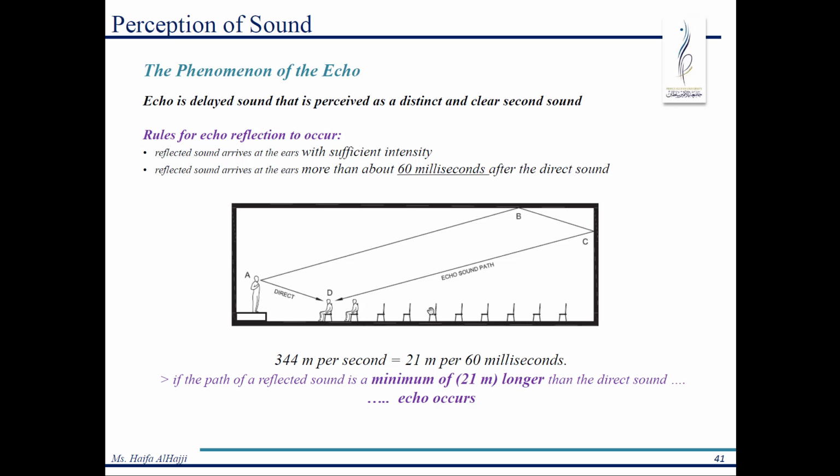Now the answer for this question is no, you won't have an echo. And why is that? Because this one took 22 meters to travel to me. But I have to subtract the distance the direct sound took to reach me in the first place. So I'm not going to measure this one alone, I'm going to measure the difference. So the difference is going to be this one minus this one. So it's going to be 22 minus 2, which is 20. So 20 meters is this one, versus the required 21 meters. So there is no echo.